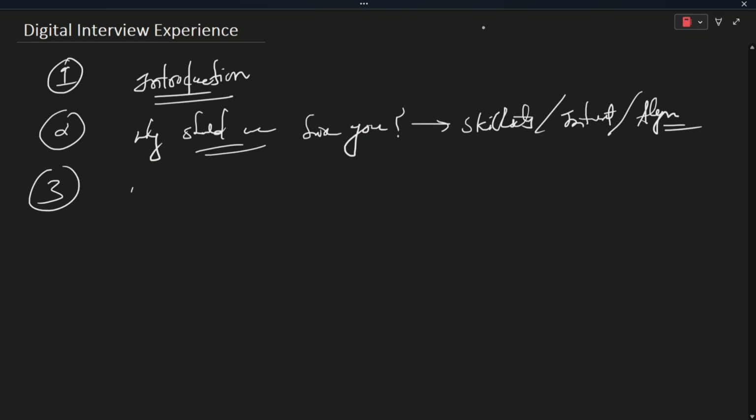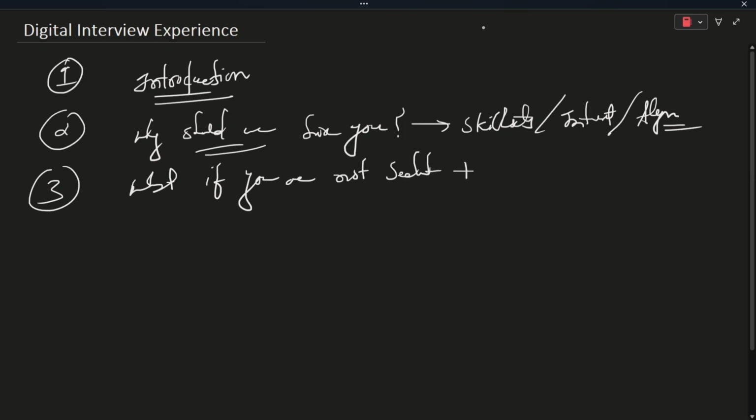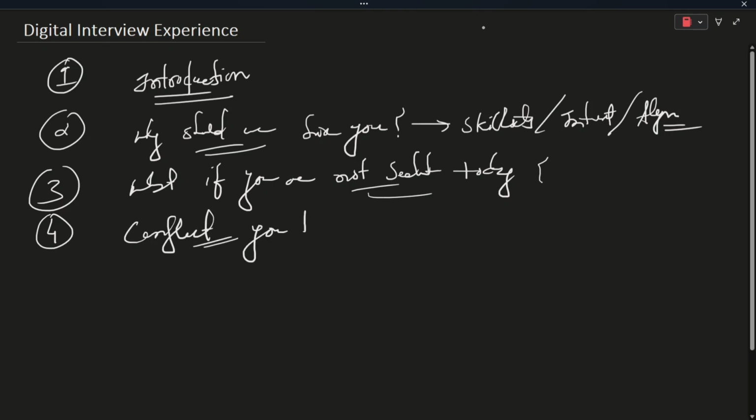Okay. The next question they asked was, what if you are not selected today? They are basically going to check your confidence and your further planning after rejection, how you recover from the rejection. So basically they want to check you from this point of view. Okay. The next question they asked was about conflict: if there is a conflict in your team, how you will resolve it.